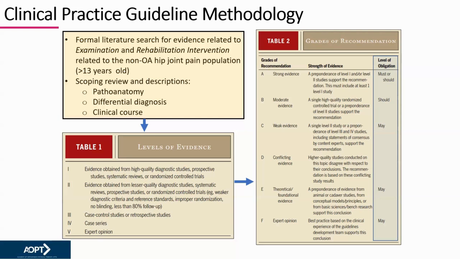And then in more recent CPGs, including this one, levels of obligation were assigned. So a must or should for the strongest of recommendations, all the way down to a may for those recommendations that were weaker.